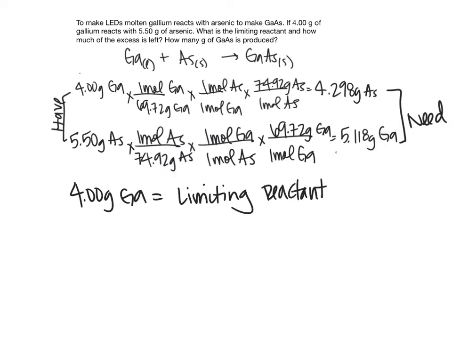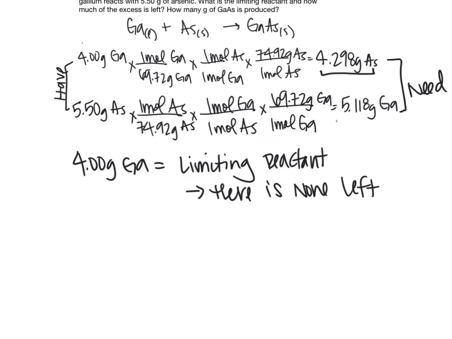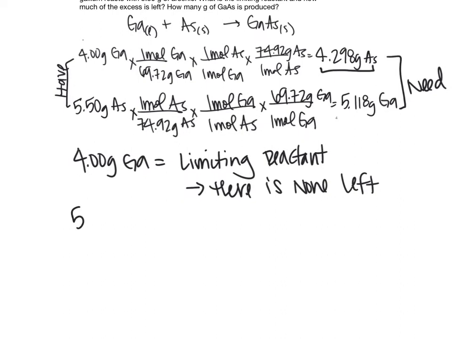So gallium is going to be all used up, and so there will be none left. The next part of the question asks, how much of the excess is left? So we need this much arsenic.